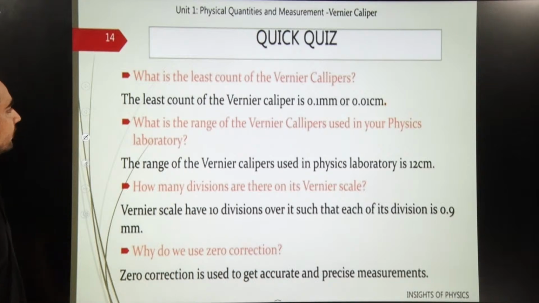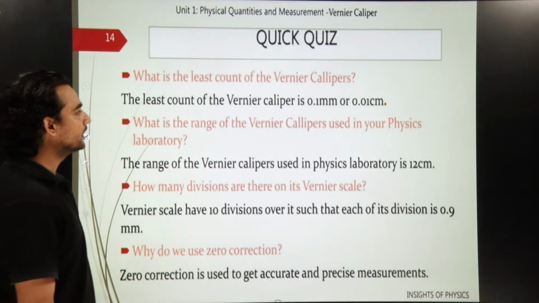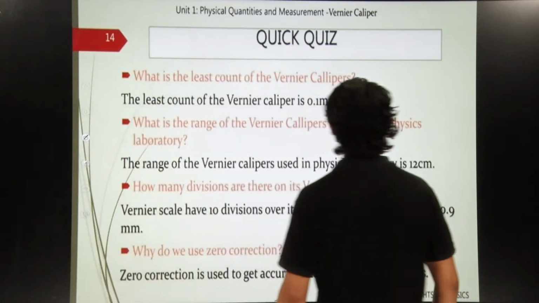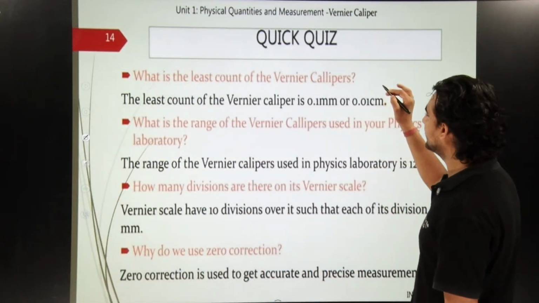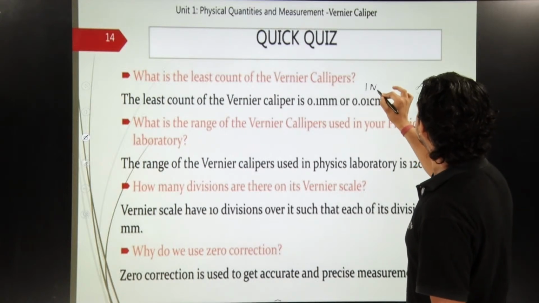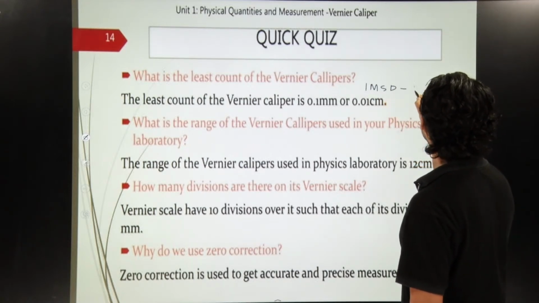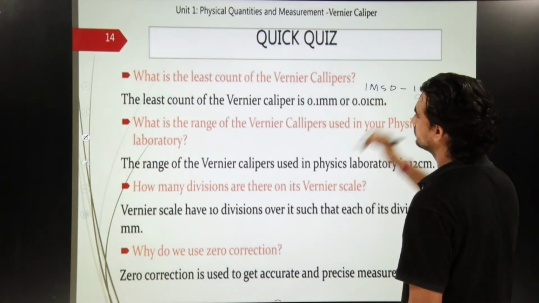So okay, I have a quick quiz for you. What is the least count of the Vernier caliper? The least count of the Vernier caliper is 0.1 mm or 0.01 centimeter, or I can say 1 main scale division minus 1 Vernier scale division.